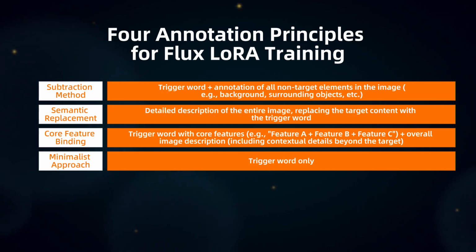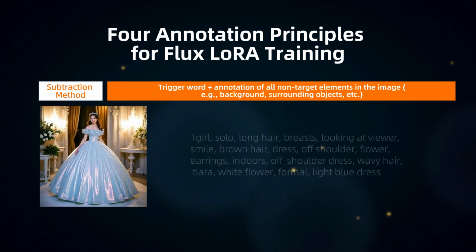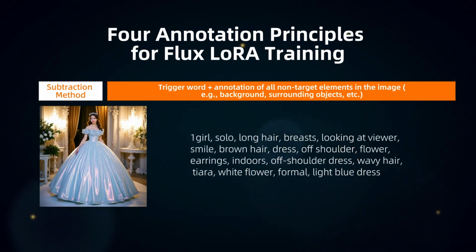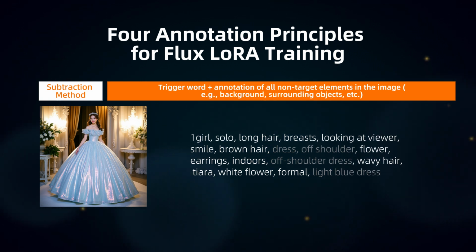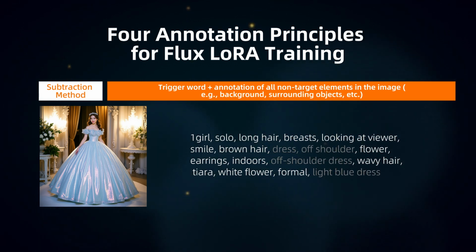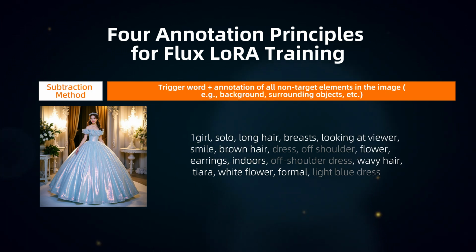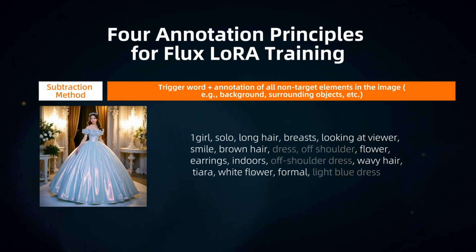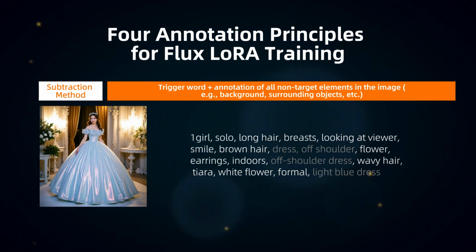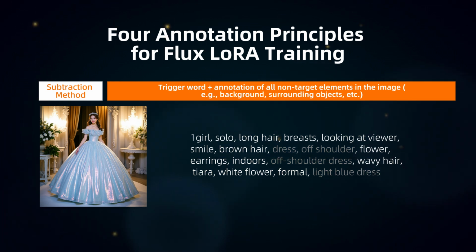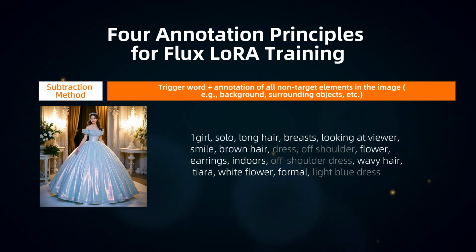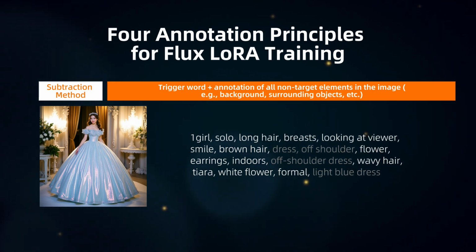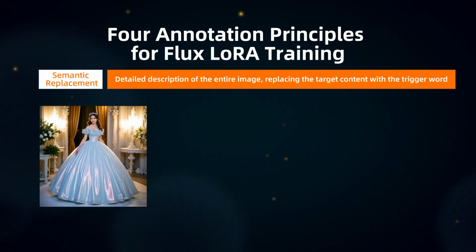1. Subtraction method, defining by exclusion. This method labels all features that are not part of the trigger word. It isolates the target content, such as a specific character, style, or action, from the background and noise, ensuring the model focuses only on the parts uniquely explained by the trigger word. This approach dates back to the SD 1.5 era and remains a classic, preferred method, especially for clear target, simple background cases.